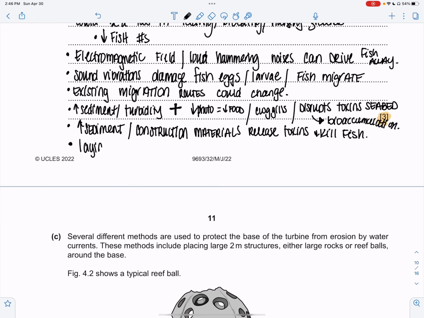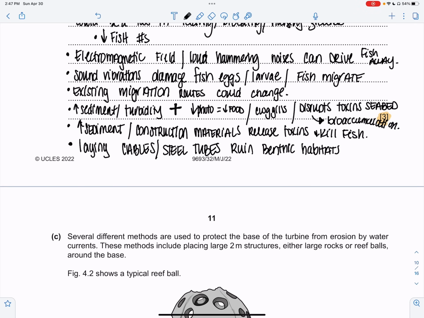Laying the cables or the steel tubing could just straight up ruin benthic habitats where fish would live. And not just necessarily benthic habitats, but could dislodge from the sediment benthic organisms.